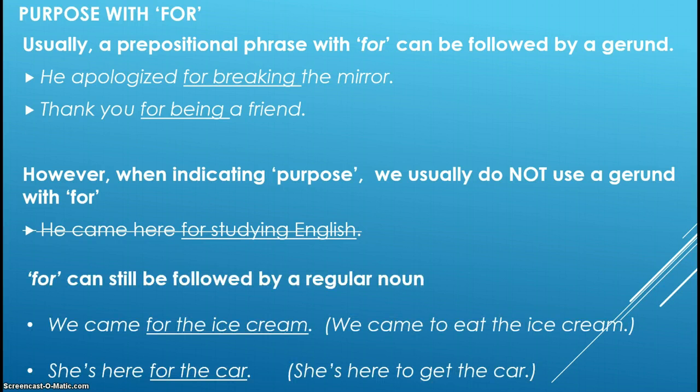For can still be followed by a regular noun, as I mentioned on the previous slide also. We came for the ice cream. That's kind of a shortened phrase. We can guess the long sentence would be, we came to eat the ice cream. Possibly we came to buy the ice cream. She's here for the car. We kind of know what the verb is going to be or can guess it. She's here to get the car. She's here to buy the car, depending on the context.